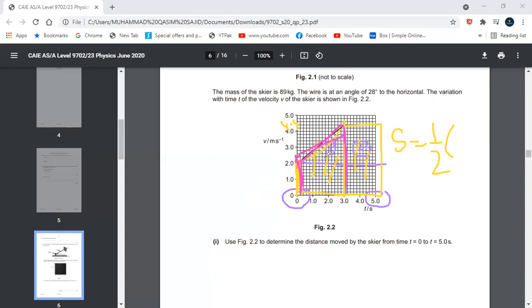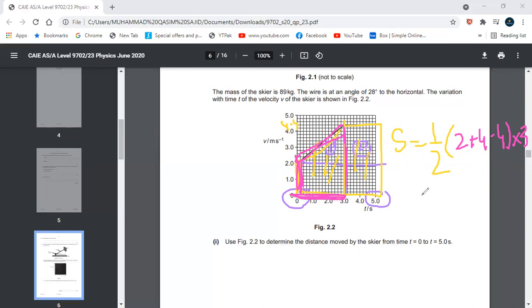Basically, this shape is a trapezoidal shape. For a trapezoidal shape, the formula is half into the parallel lengths, that is 2. This length is 2, and this length is 4.4, into the vertical, 8.4, multiplied by the horizontal distance covered, that is 3. This is basically the area of a trapezoid formula.